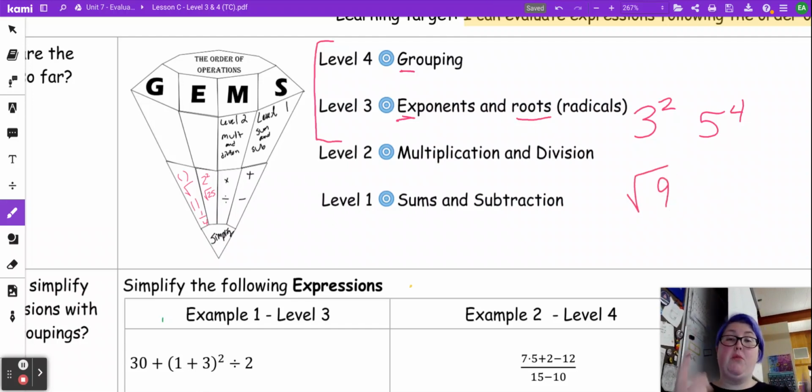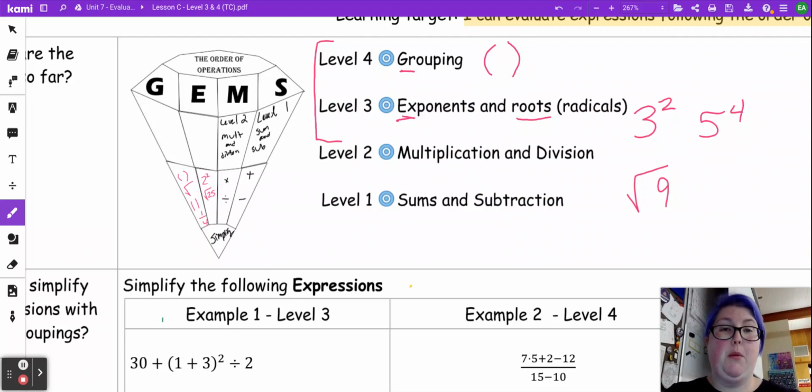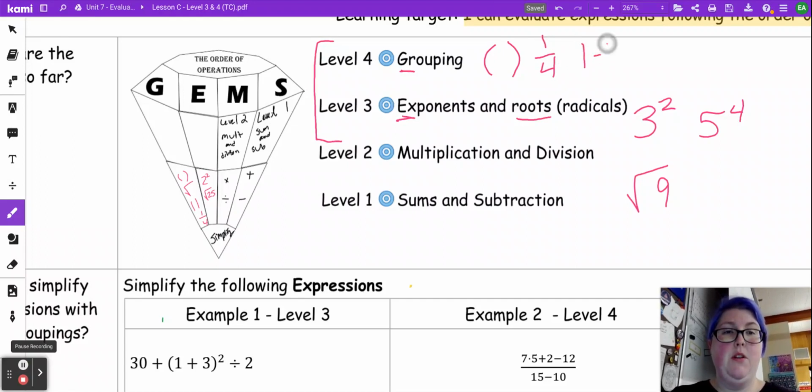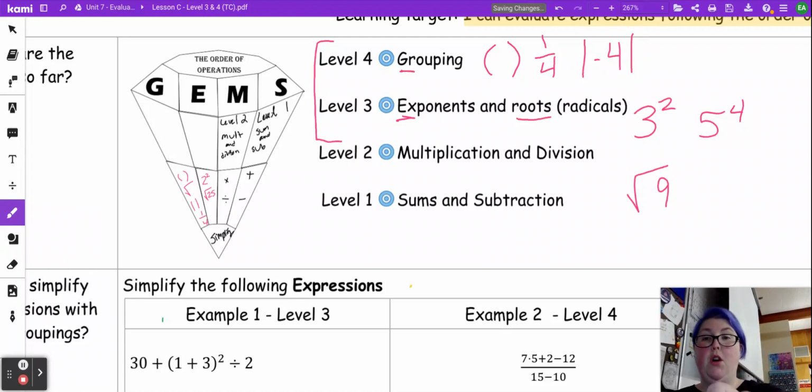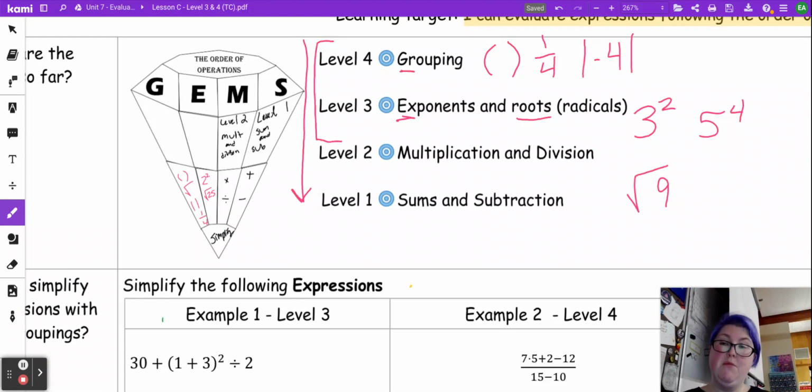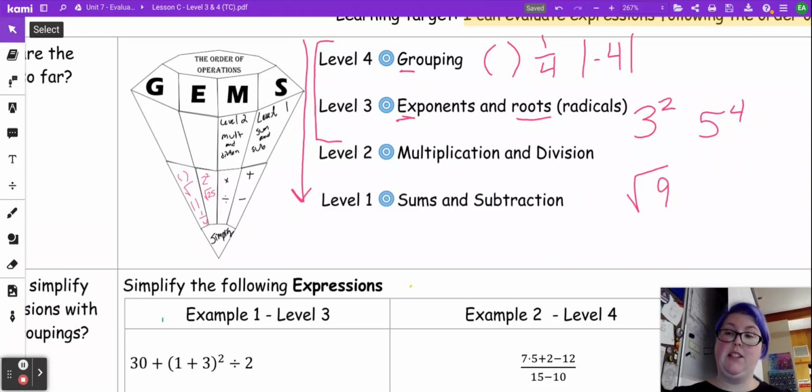But square roots and roots in general can also be a grouping, which groupings are typically parentheses, or a fraction can be a grouping. We're going to get into that specifically. Absolute value is another type of grouping. So remember, we go from the most complex, level 4, down to level 1. So let's look at some examples.